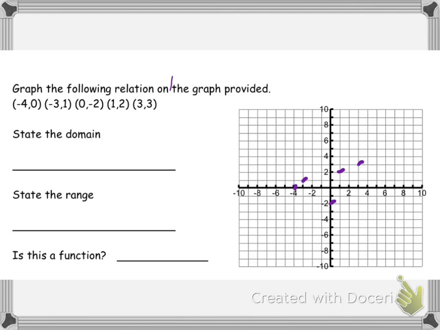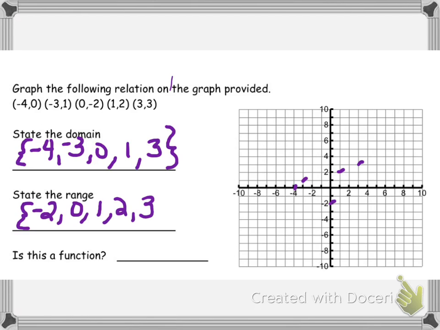Remember that the domain is the set of first values or input values. Here that will be our x-coordinates. When we list the domain, remember it's a set, so we want to list it from smallest value to largest value and highlight the set with braces. In this case, our domain is {-4, -3, 0, 1, 3}. The range is the second set. Again, we want to list from smallest to largest, so {-2, 0, 1, 2, 3}, and enclose in braces.